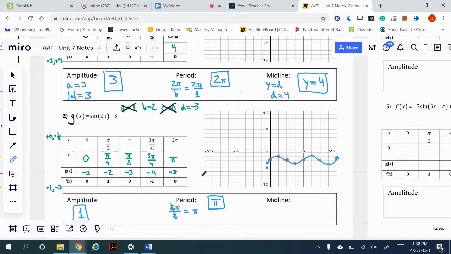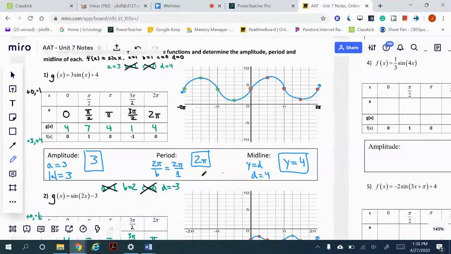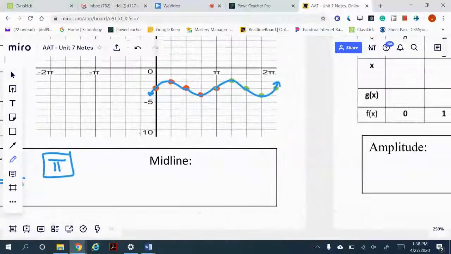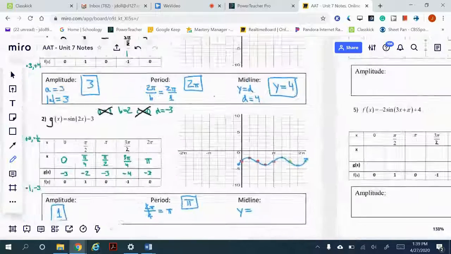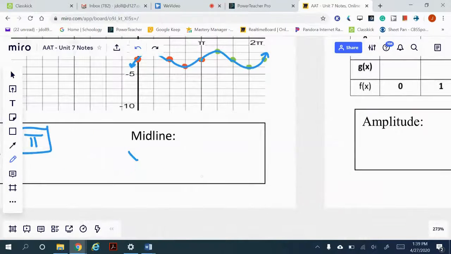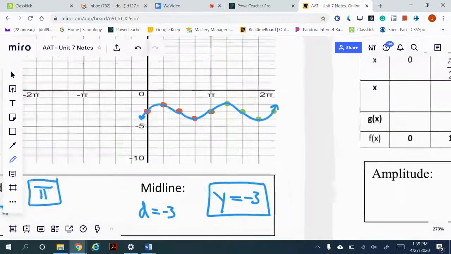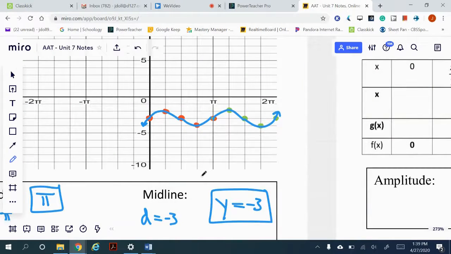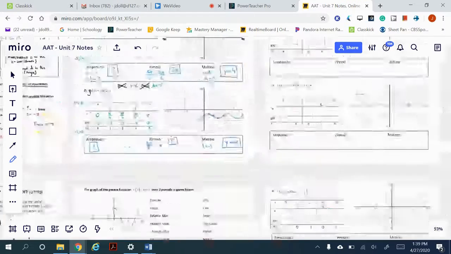And that makes sense. Notice, look, the red points from 0 to pi, and the green points pi to 2 pi. It repeats every pi units, rather than up here, where it took 2 pi units to get back to a point that it would repeat. Midline, we still base that on D. We know D is equal to -3. So since D is equal to -3, my midline is y equals -3, which makes sense because these points on -3 used to be on the x-axis, and we shifted them down 3 units.